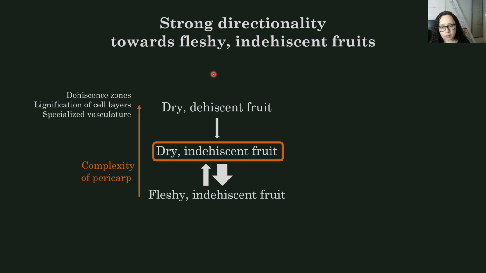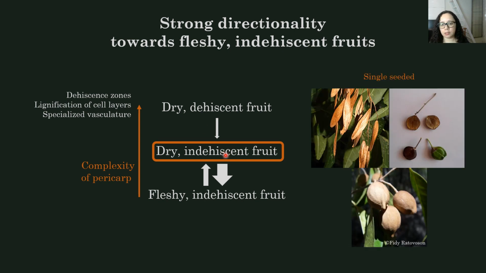What we found was that for Oleaceae, all of the dry indehiscent fruits were single-seeded, meaning that a step that would take you from a single-seeded indehiscent fruit to a dehiscent one wouldn't make sense, since all of your seeds are already individually wrapped. There is no need to open a fruit to disperse the seeds. But anatomy is not the only constraint when it comes to the evolution of fruits. And as part of our project, we're also trying to include things like environment and dispersers.